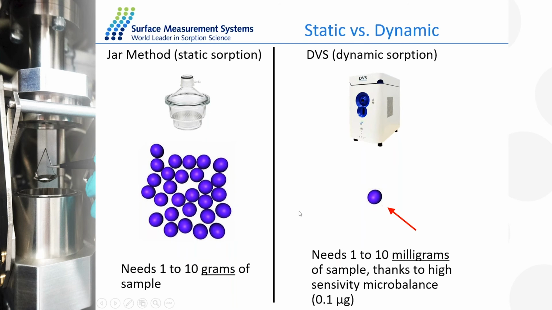There are also differences in the amount of mass that we can use. For the jar method, we need up to 1 to 100 grams of the sample. However, in our case, we have sensitive balances, so we can use very little sample, from 1 to 10 milligrams of sample.